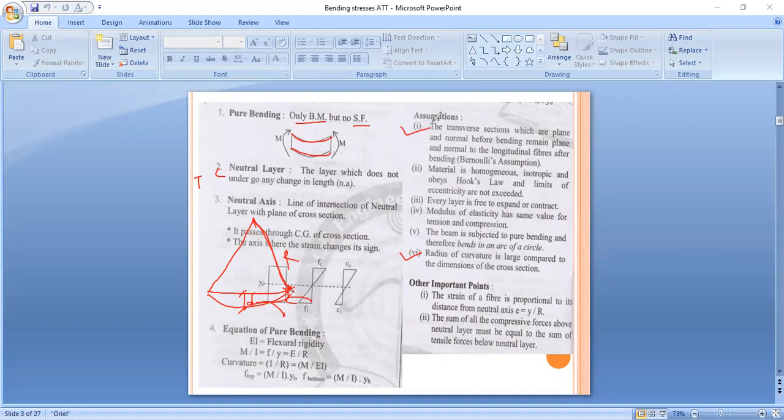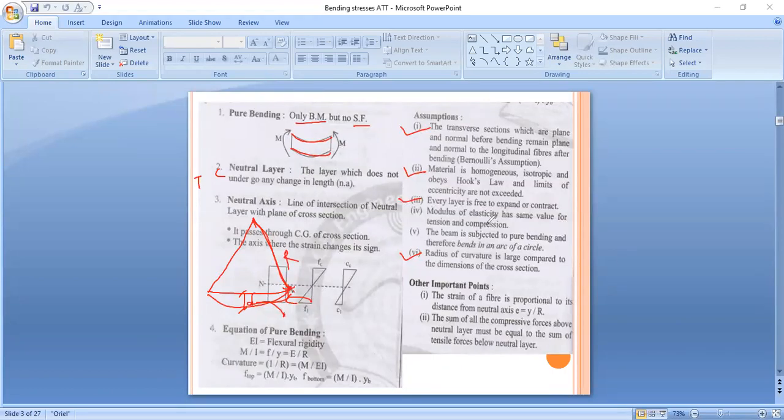First is plane section before bending remains plane after bending. That means the section is plane before bending and it remains plane after bending also. Then second, material is homogeneous, isotropic and it obeys Hooke's law. Also, limit of eccentricity is not exceeded. Third is every layer is free to expand or contract. That means you have to check stress distribution at each layer.